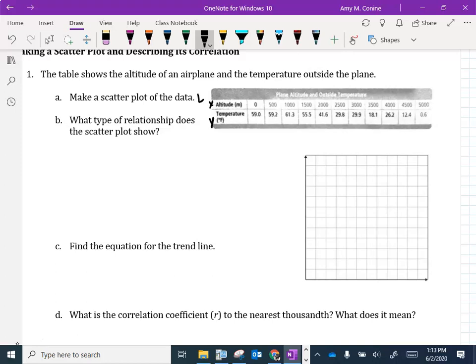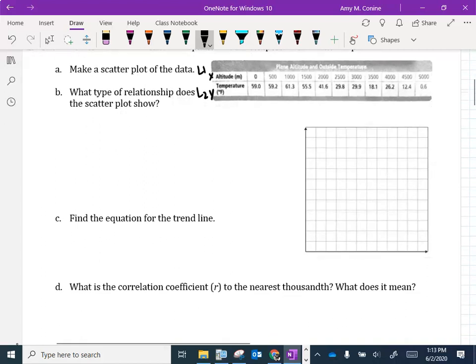When we put this in the calculator, we're going to make altitude our L1, and then we're going to make temperature our L2. For right now, we're just going to make our graph real quick. You can see for our X, we've got altitude. We need to go from 0 to 5,000, and it looks like it's broken up by 500. So let's see if we can do that.